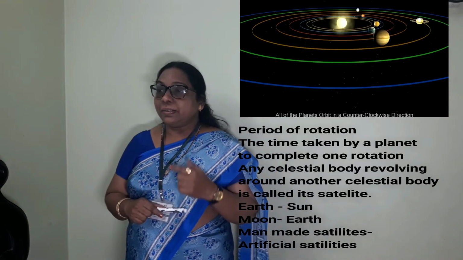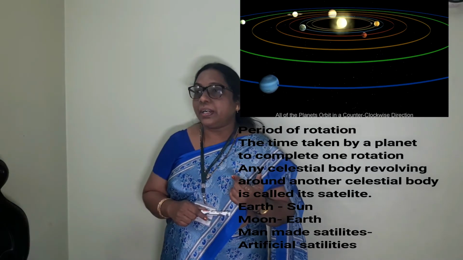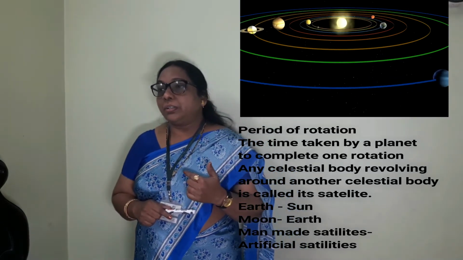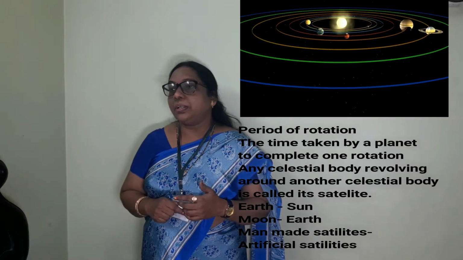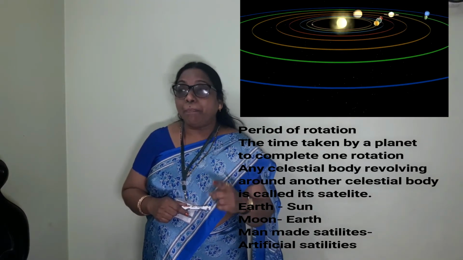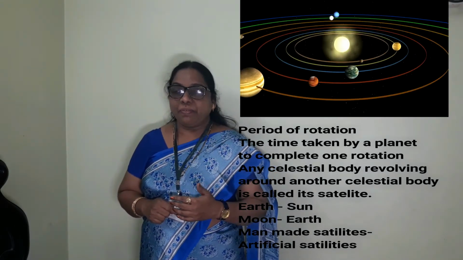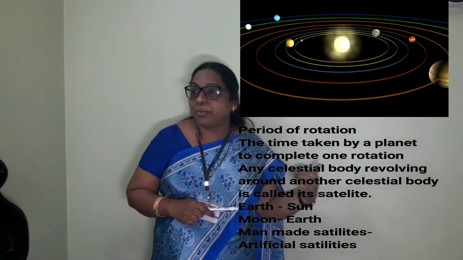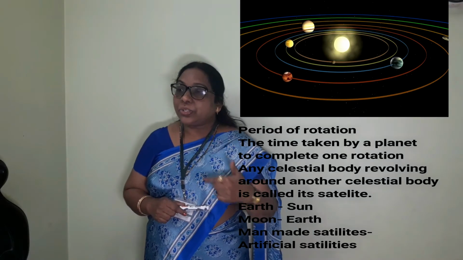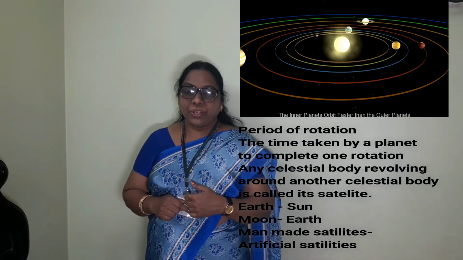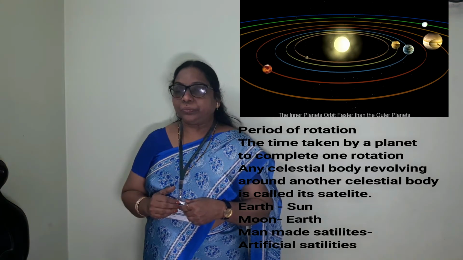Is it clear, children? I gave the definitions. We studied the period of revolution and the period of rotation. What is the period of revolution? The time taken by a planet to complete one revolution is called its period of revolution. Whereas the period of rotation is the time taken by a planet to complete one rotation.